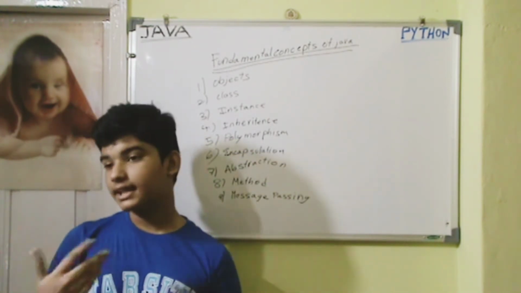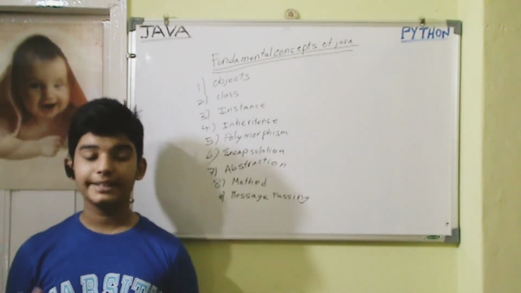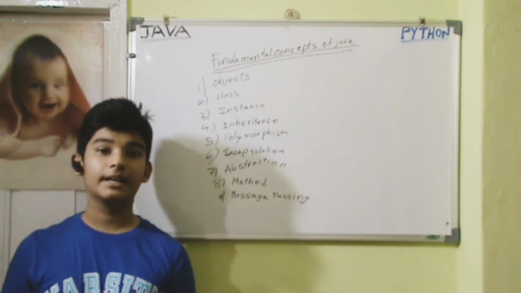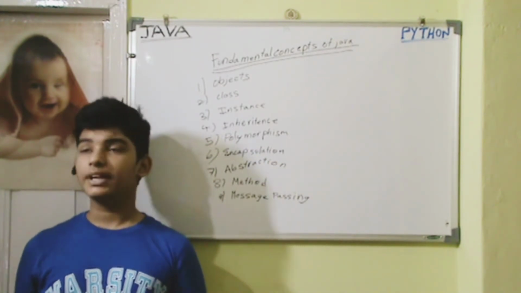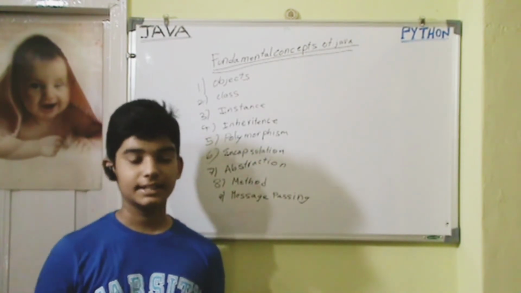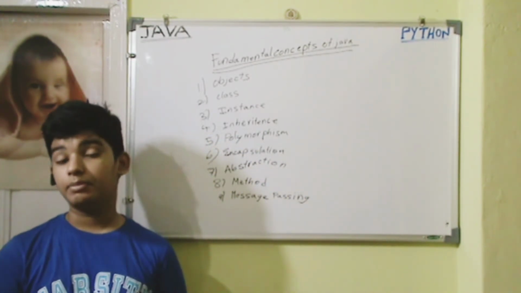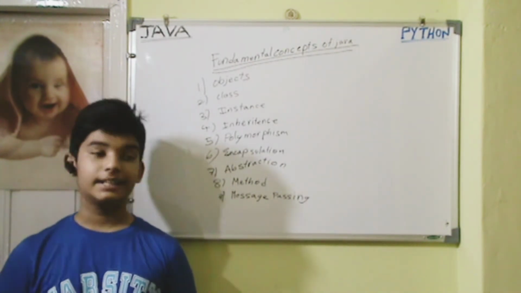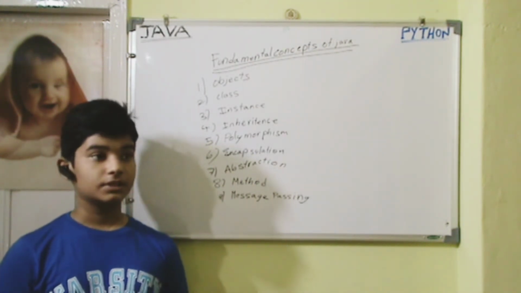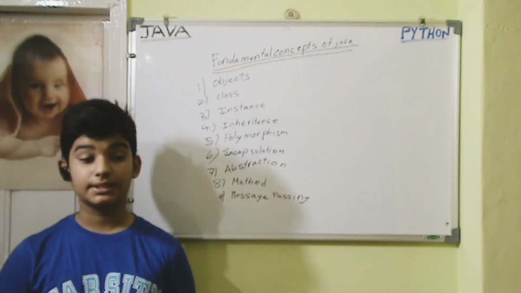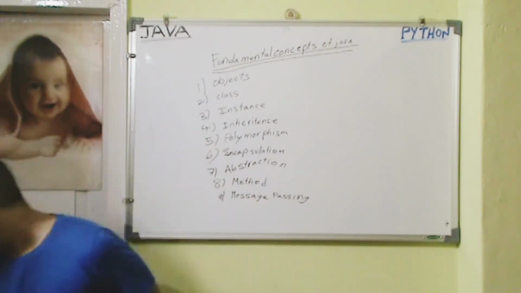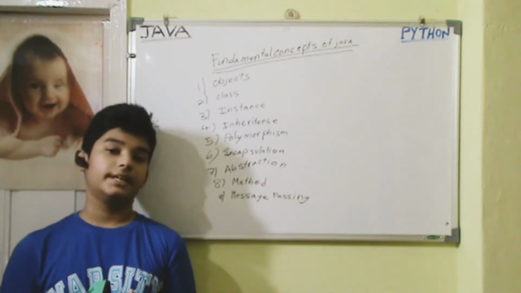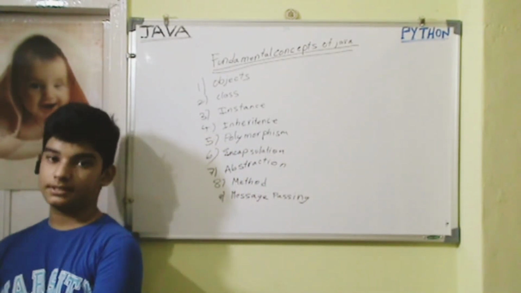So, the states are basically color, name, etc. So, the dog's color must be white and black, name must be Buddy, breed must be husky, etc. And behaviors are wagging the tail, barking, eating, etc. So that's a real-life example of objects. And there's an important note: an object is an instance of a class.